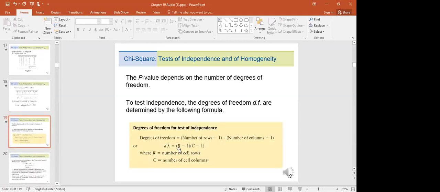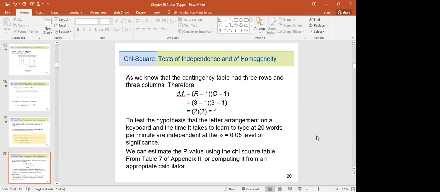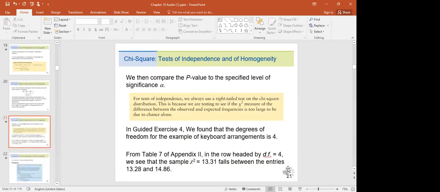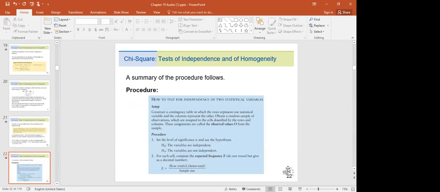The degree of freedom is R minus 1 times C minus 1 for this test. So in this case, it will be 3 minus 1 times 3 minus 1, which equals 4. At alpha equal to 0.05, we can find either the critical value or the p-value to make a decision.